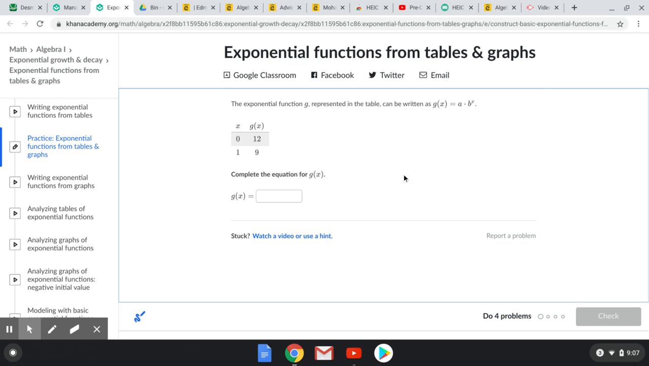All right, exponential functions from tables and graphs. So we have this table, and we want to find an exponential function of the form g of x equals a times b to the x. So g of x is standard for y here. It's like y, just more specific. We've talked about function notation in the past, so just don't let that confuse you. It's like y. All right, so g of x equals a times b to the x.